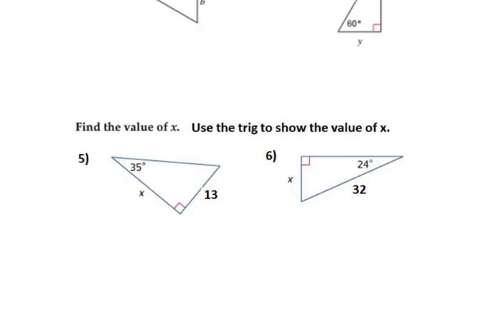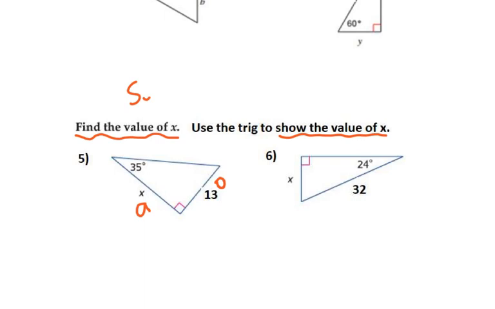Now go to number 5. Find the value of x. Use the trig to show the value of x. So we don't use calculator. We leave like a sine 35 or cosine 35 or even tangent 35 over there. That's all. And for number 5, we know that's the opposite, and then here's the adjacent side.